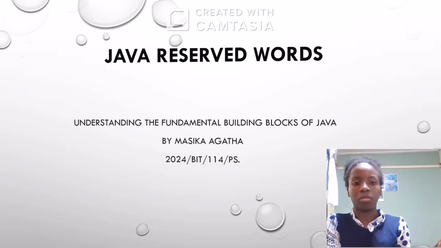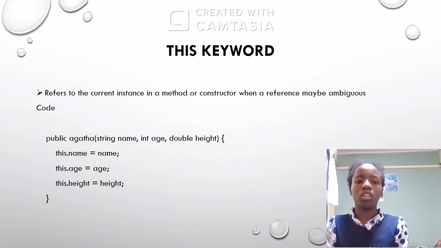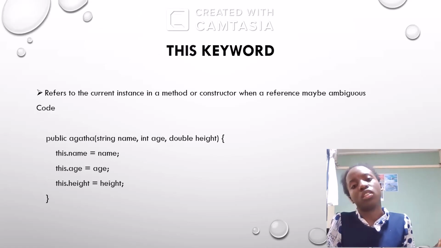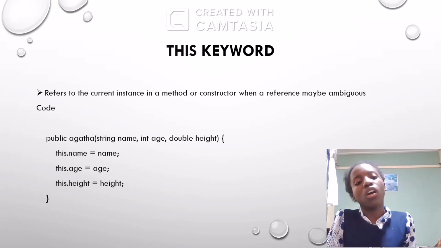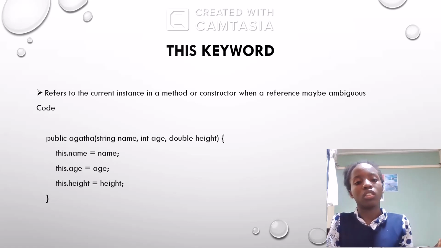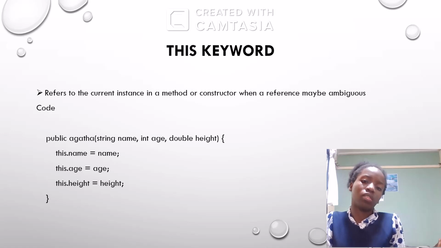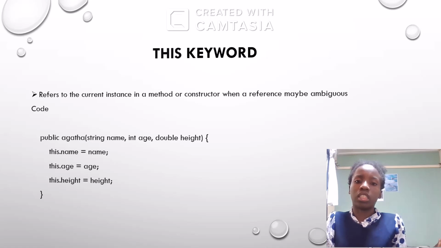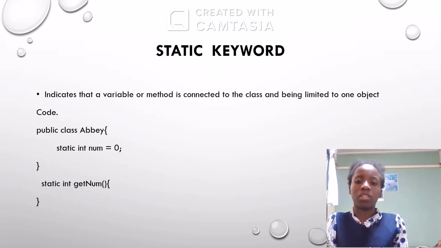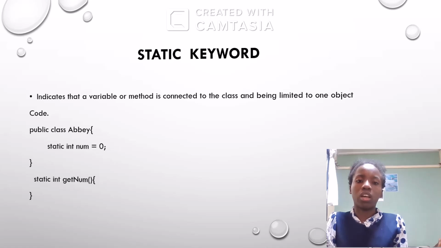My first keyword is the void keyword. It specifies that a method does not have a return value. Then the next word is the this keyword. It refers to the current instance in a method or constructor when a reference may be ambiguous. Static keyword. It indicates that a variable or method is connected to the class and is not limited to one object. Return keyword returns a value back from the called method.